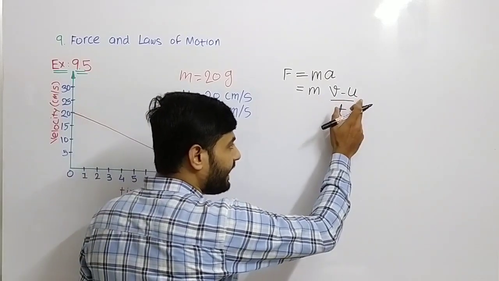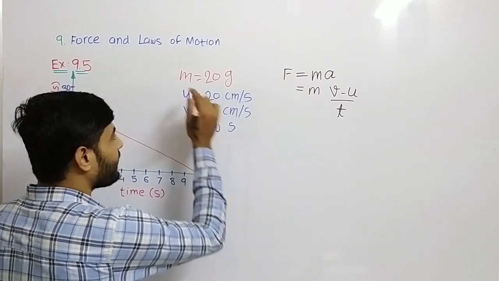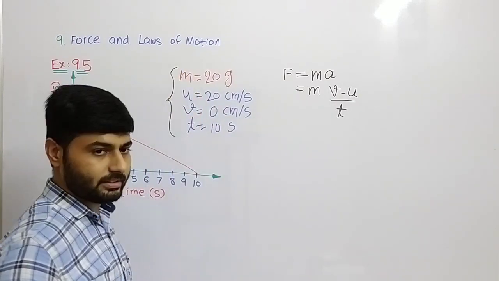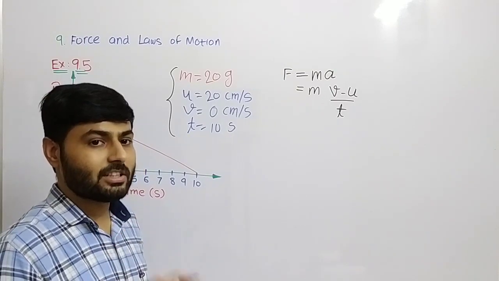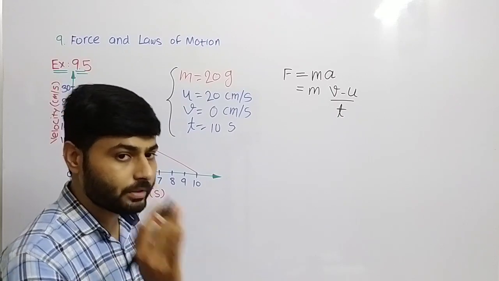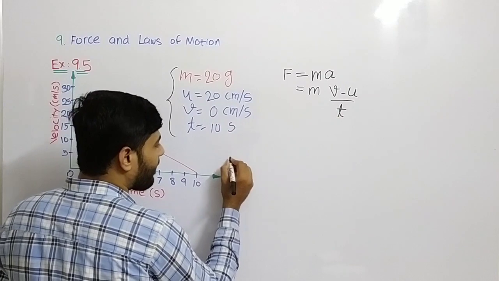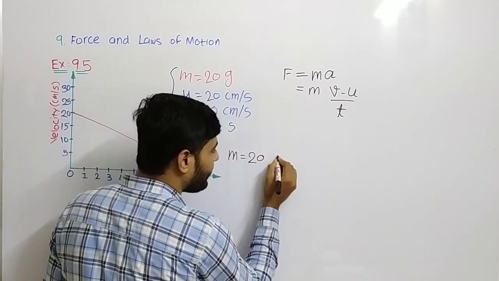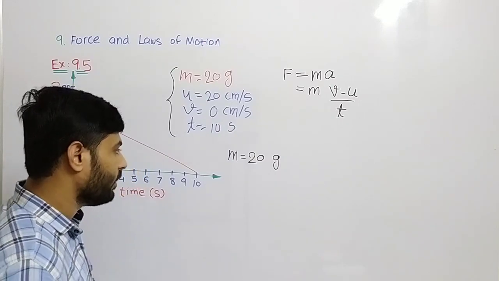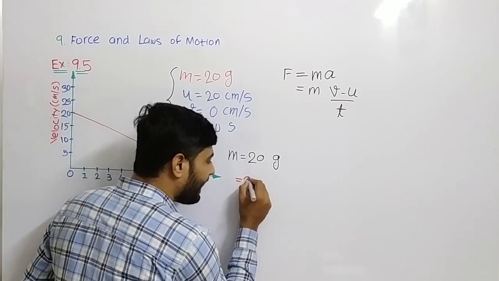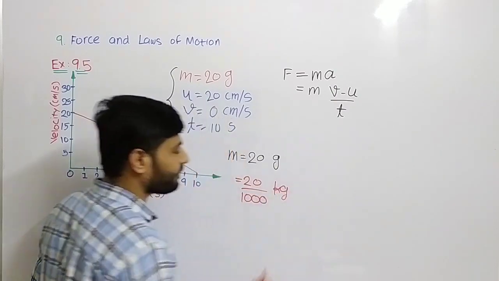V is final velocity, U is initial velocity and T is time. Now you can see we have all data with us, but here the data is not in SI unit. So first I have to convert this data into SI unit. So 20 gram mass is equal to 20 gram. So I have to convert this gram into kilogram. So what I need to do, I have to divide this with 1000.